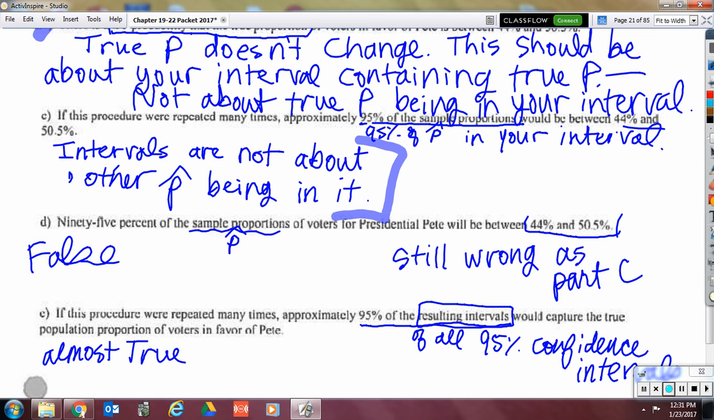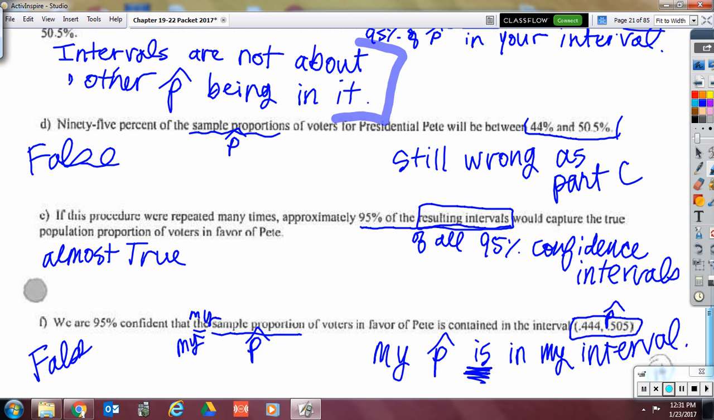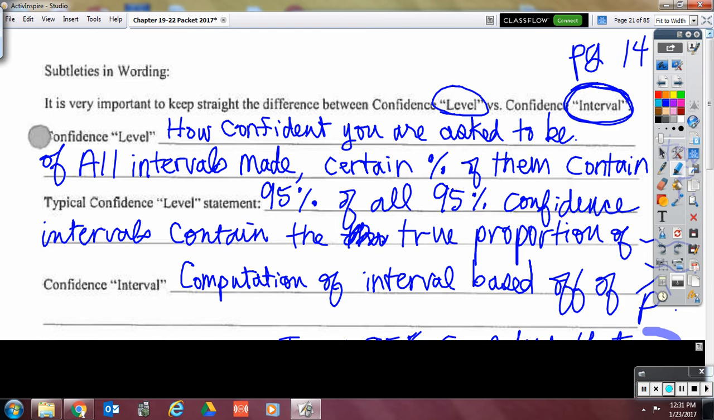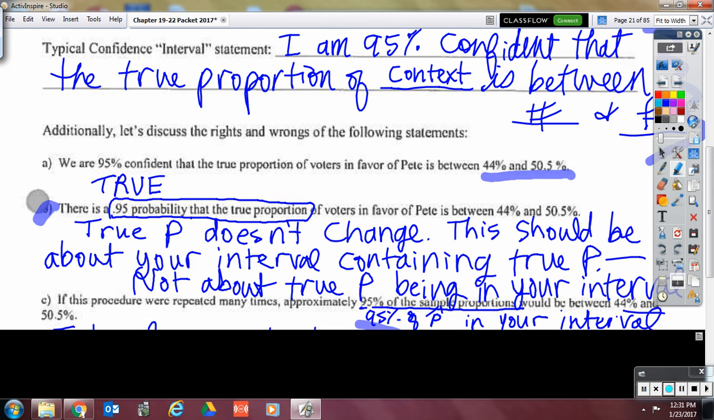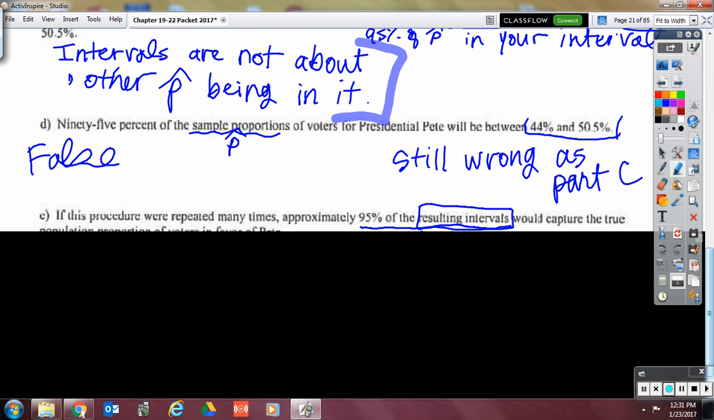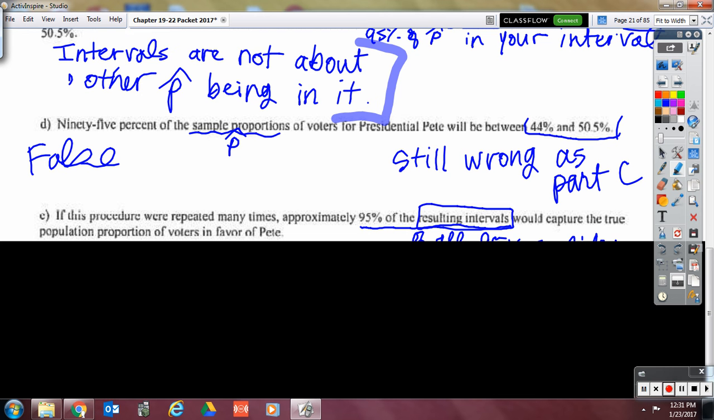Okay, the last one, E. Okay, there's another one after E. So E says, if this procedure were repeated many times, then 95% of the resulting intervals would capture the true proportion of voters in favor of presidential Pete. If this procedure were repeated many times, so think all of those intervals, 95% of the resulting intervals would capture the true population proportion.